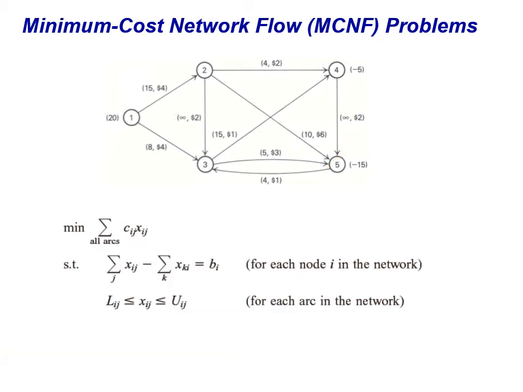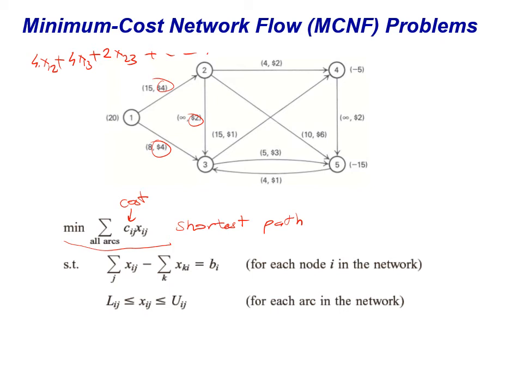Now, how do we formulate these problems? Actually, the formulation is very simple. We simply minimize the total cost of flow. So this version is very similar to shortest path, remember. But in the shortest path problem, this Cij represented the distance. But in this problem, it is the cost, multiplied by xij. For example, for this one, it's 4 times x12 plus this one 4 times x13 plus this one 2 times x23 and so on, for all the arcs on the network.